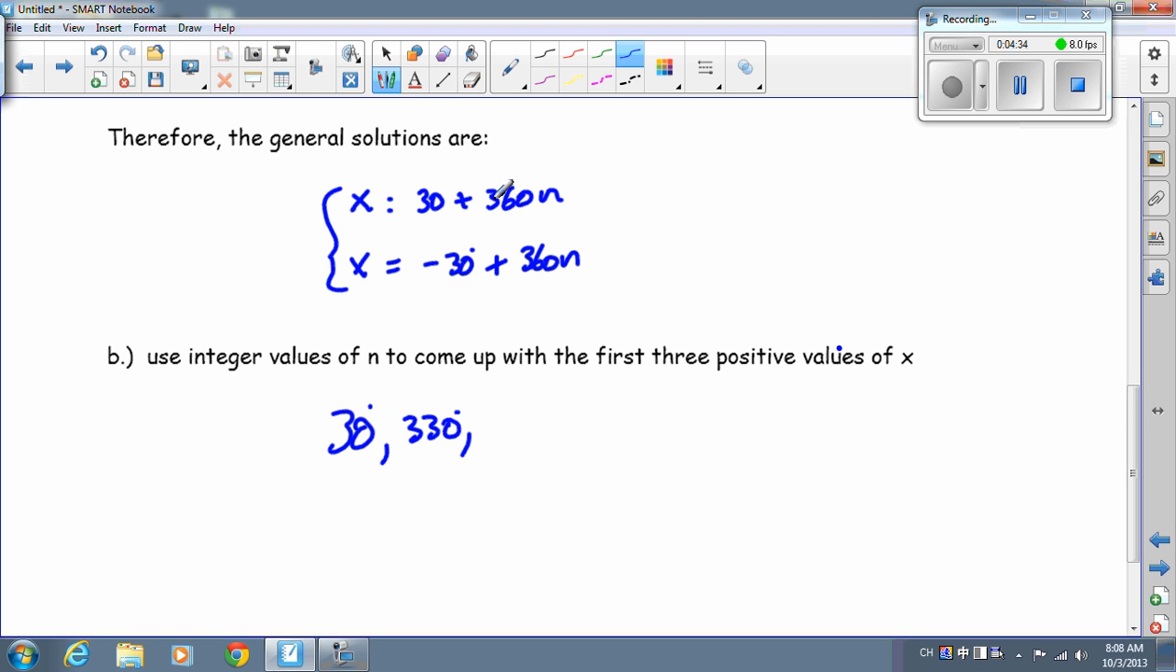Now you go back to the previous one; you've got to keep going back and forth. If I go to this one and plug in 1, I get 390 degrees. Those are my first three positive values. But if you keep going, going back to the other equation, you get 690 degrees, and so on.